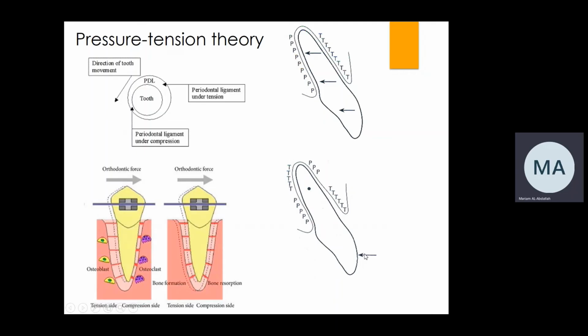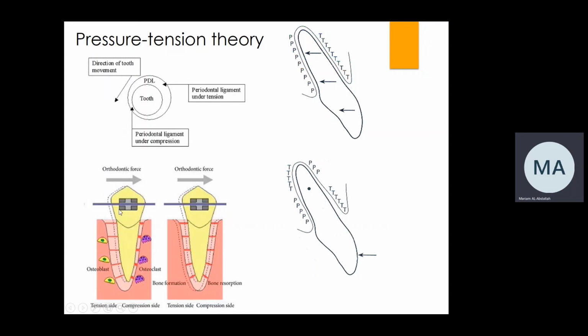If you have a single contact point produced by a single force, then if you are trying to push this tooth, the tooth will try to rotate. And this will produce a different diagram of distributed pressure and tension areas, of course. So if you're trying to tip this tooth, then these are the areas of pressure, and these are the areas of tension.